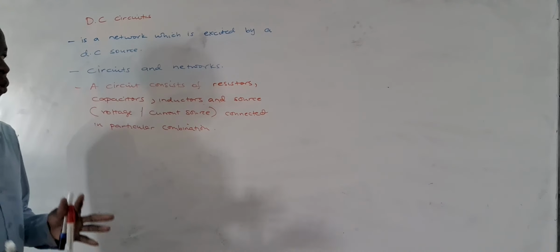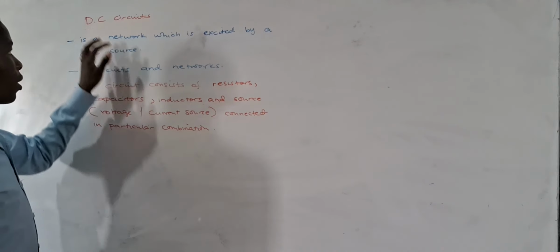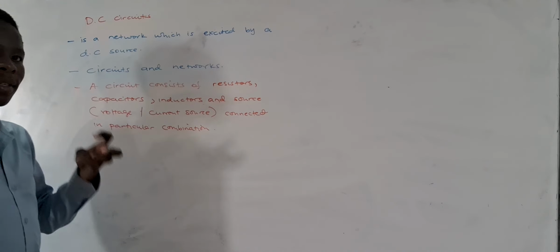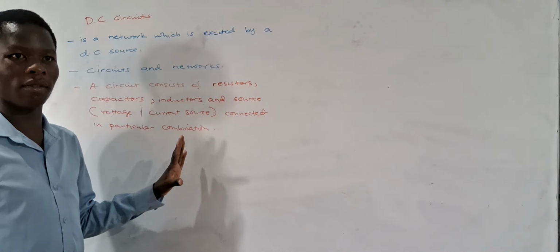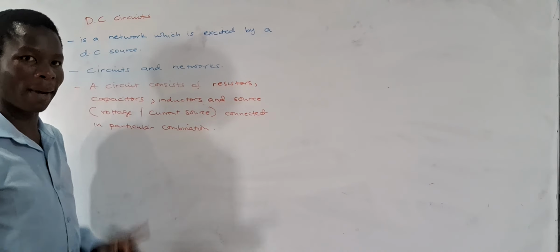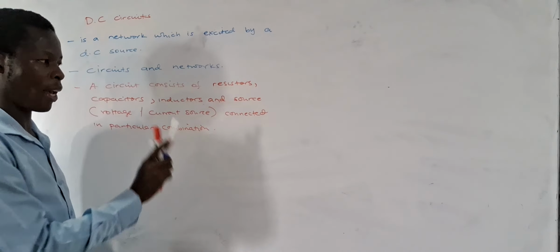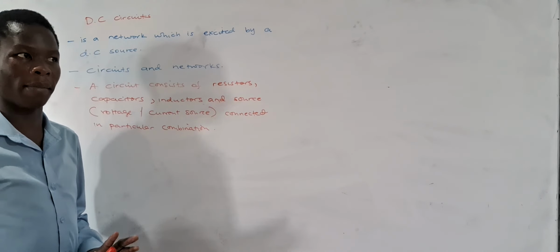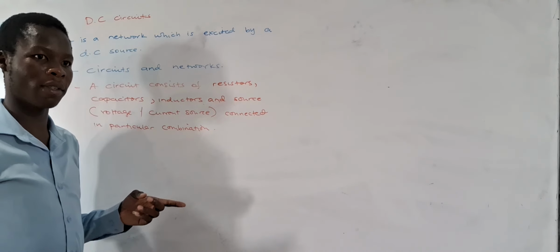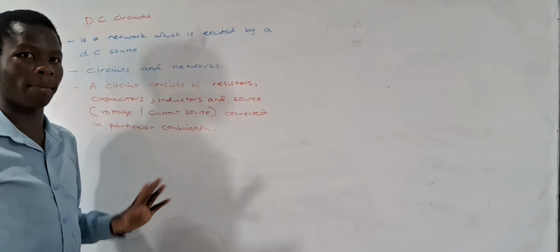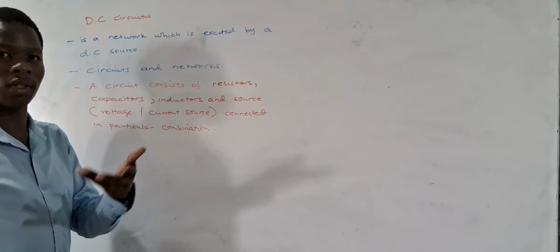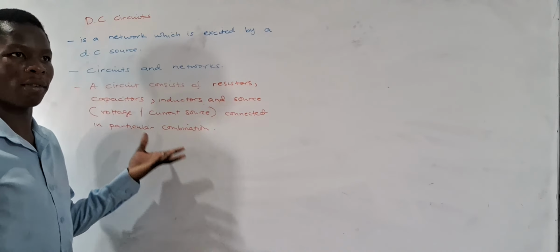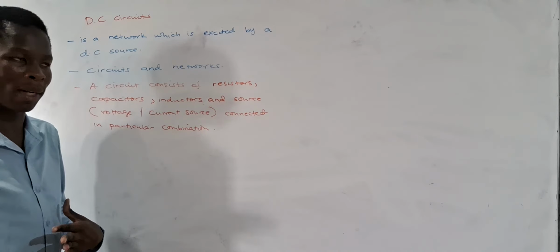What are you supposed to know? You are supposed to know this: a circuit consists of an active element and a passive element. It is a must. A circuit should have an active element. I am going to explain in the next video what an active element is and what a passive element is. Active elements are sources of energy, while passive elements have a tendency of absorbing energy.